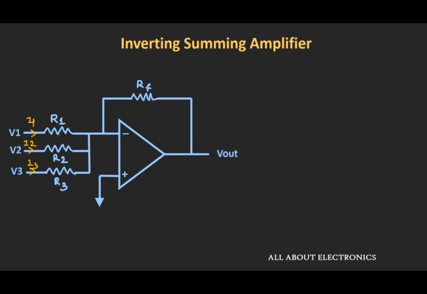And let us say the current IF is flowing through this resistor RF, and here we are assuming the op-amp as an ideal op-amp, so no current is going inside this op-amp. And let us consider this node as a node X.